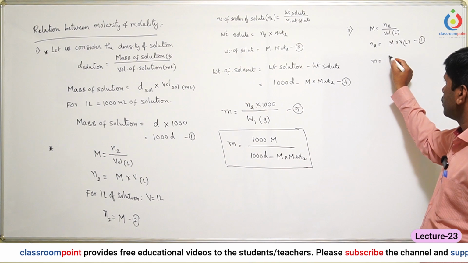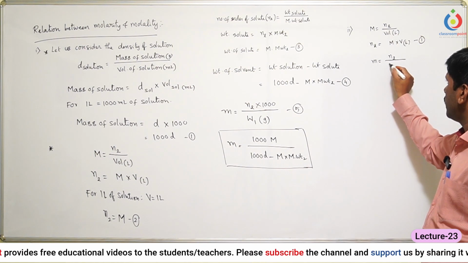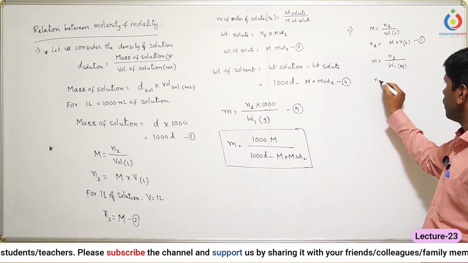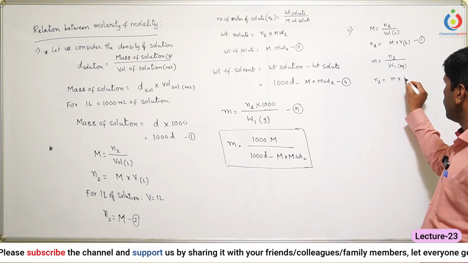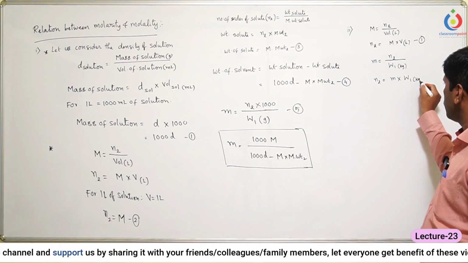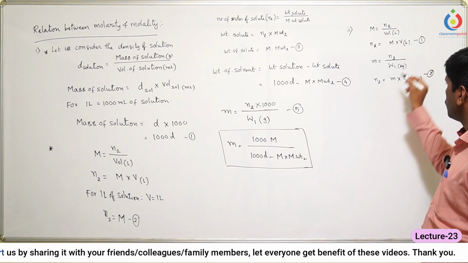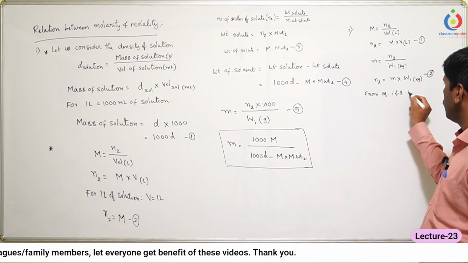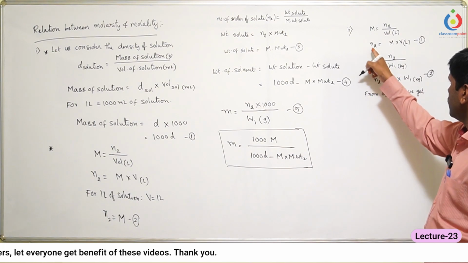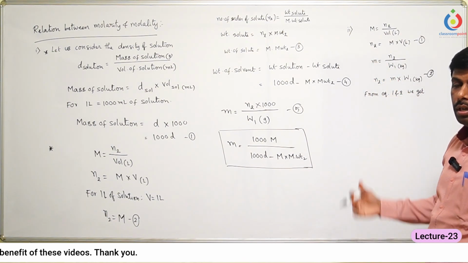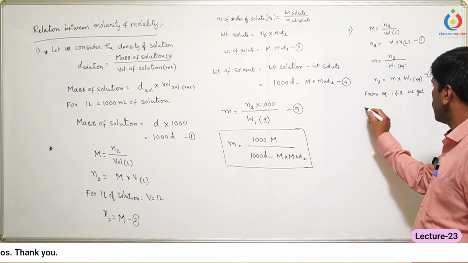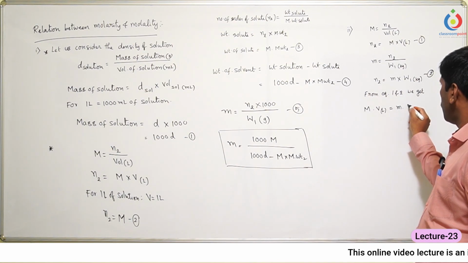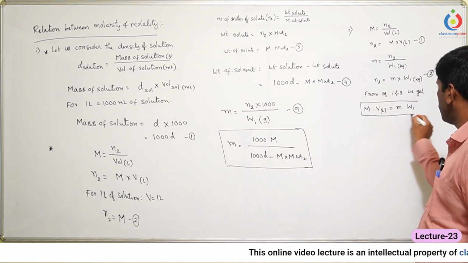And molality equals the number of moles of the solute divided by the mass of the solvent in kg. So the number of moles of solute equals molality into mass of the solvent in kg, equation number 2. So from equations 1 and 2, since the left hand side terms are equal, we can equate the right hand side terms. We can write down that molarity into volume of solution in liters is equal to molality into mass of the solvent in kg.